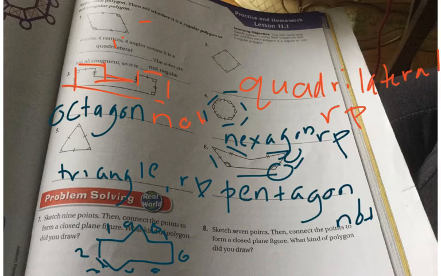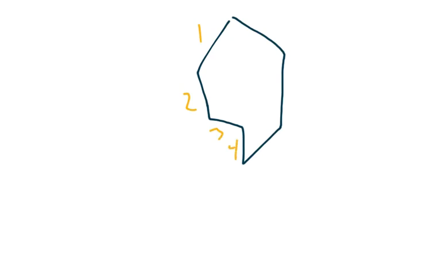And then 7, just going to go over here. 1, 2, 3, 4, 5, 6, 7. Let's look. 1, 2, 3, 4, 5, 6, 7. So that's a heptagon. Then lastly, we're going to do the questions that we always do at the end.